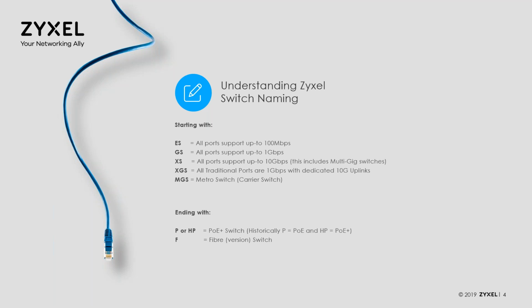Then when the model number is ending with P or HP, that means that it's a PoE switch. All the current models are HP, so supporting the PoE Plus or the 30 watt standard. F means that it's a fiber version of that switch. For example, the XGS4600, we have that as a copper version, or F, where all the ports are SFPs and just a couple of copper ports for management purposes, etc. So for example, XGS4600-32 and 32F.